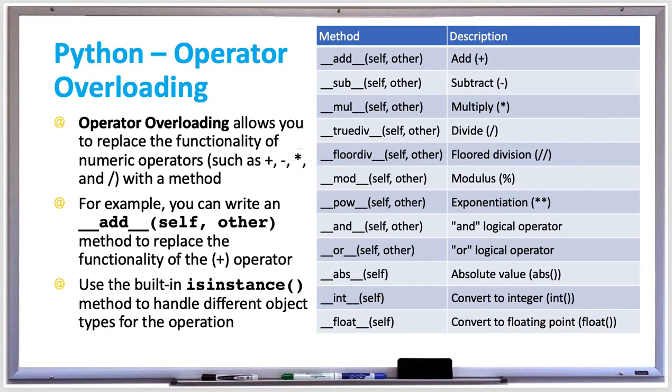there's the and method to replace the and operator, or for the or logical operator, abs for the absolute value, there's int for converting, say, a string to an integer, and float to convert a string to a floating point number. So you can write any of these methods and it'll replace the functionality of what it typically does and how it normally behaves in Python.